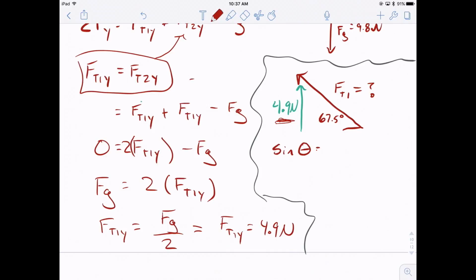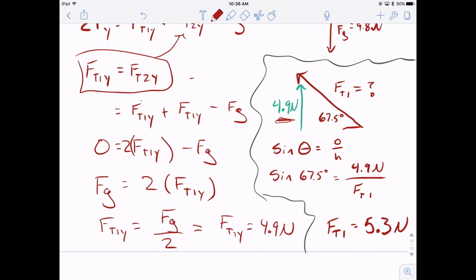Sine of theta would be equal to opposite over hypotenuse. Or in our problem, it would look like this. The sine of 67.5 degrees is going to be equal to the opposite side, which is 4.9, divided by the hypotenuse, which we called the force of tension of rope 1. Now that you have that, it becomes very easy to solve if you have a calculator. 4.9 divided by sine of 67.5 is 5.3.